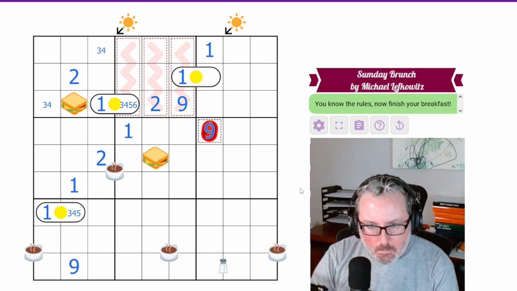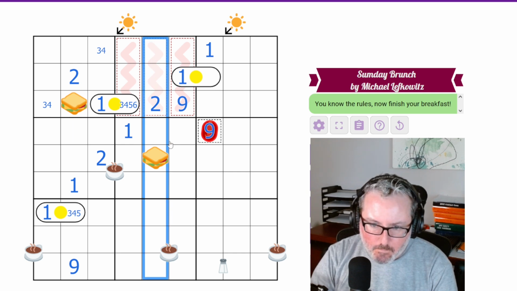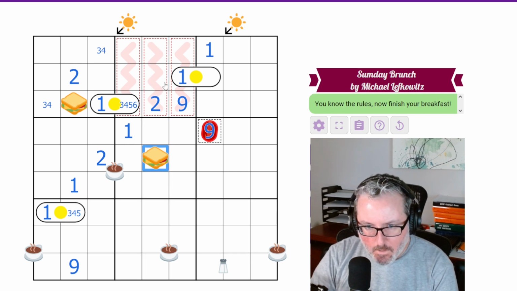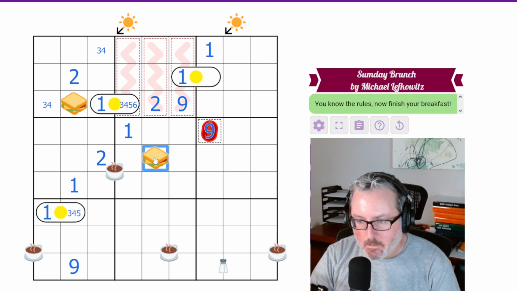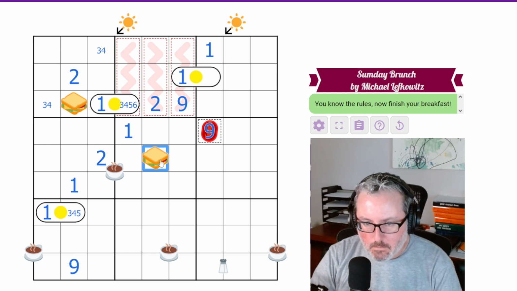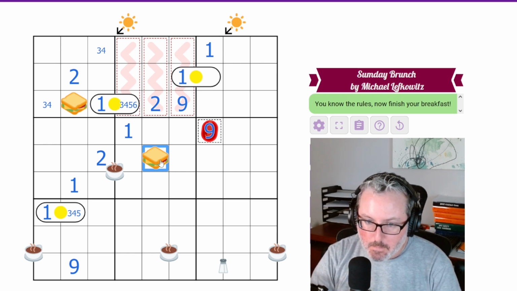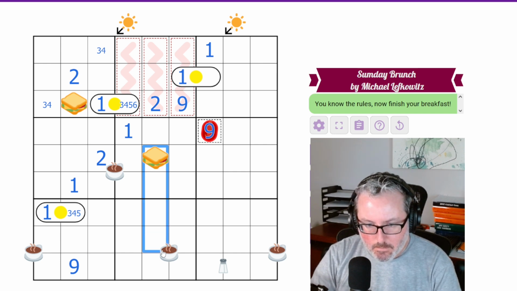So now, maybe we can start looking at this, because we've got a sumwich in here. We can't have a 1 or a 9 up here. We can't have a 1 or a 9 here. Now, this can't ever be a 1. It could be a 9. So we could have a 9 in any of these.